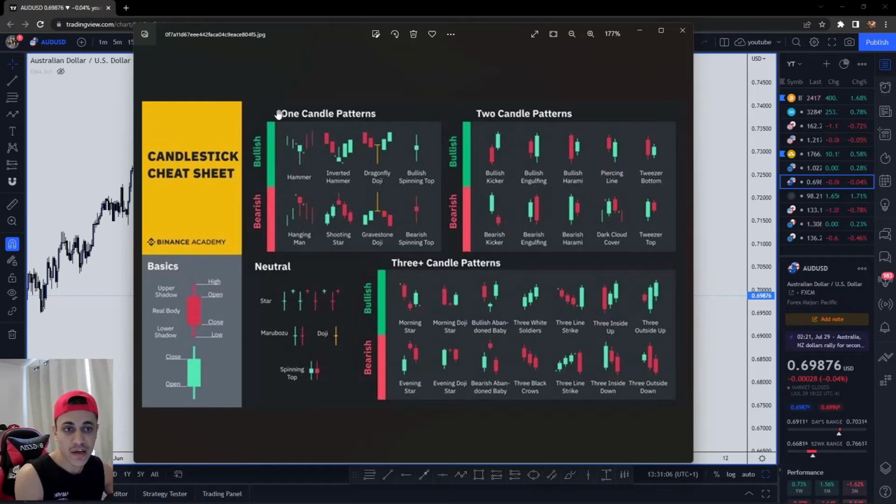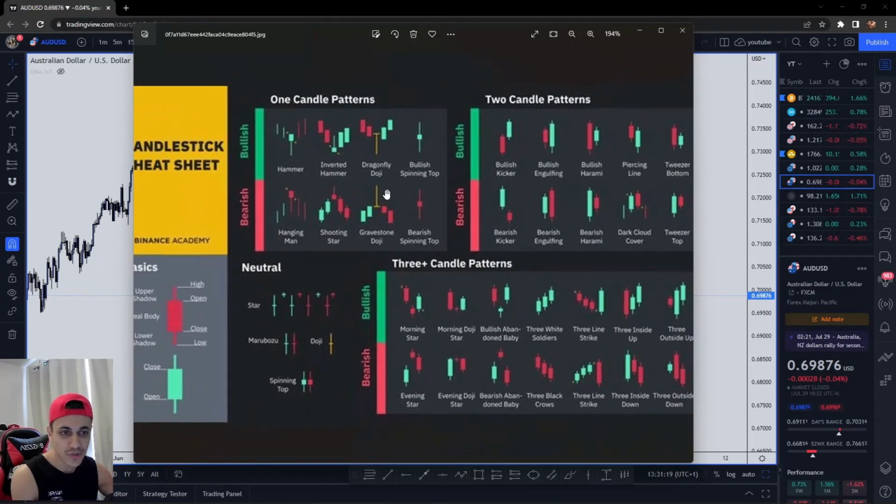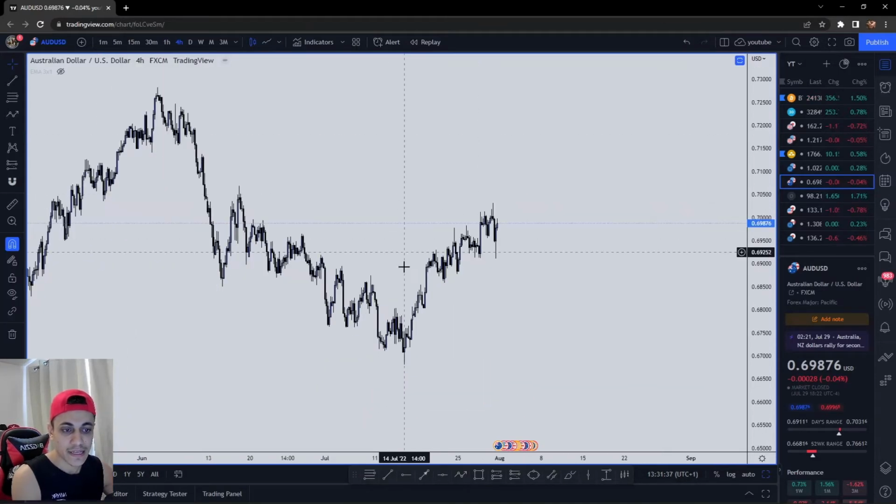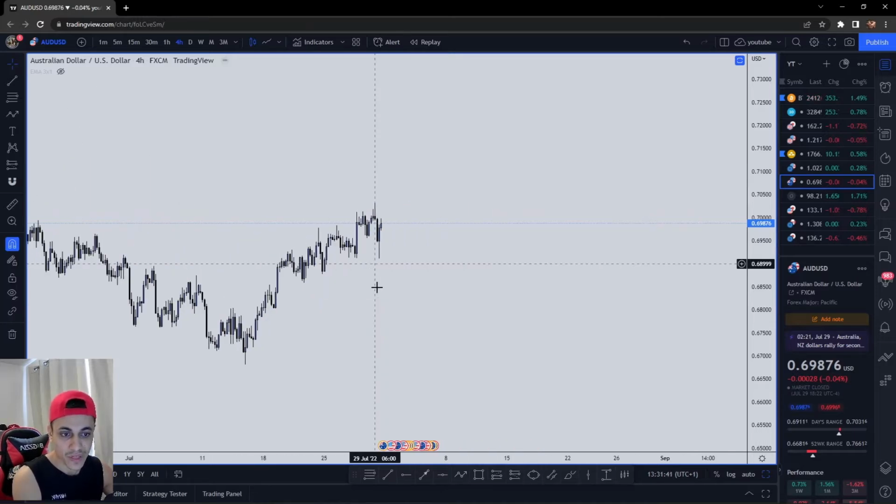So first, we're going to find a one candlestick pattern in a bullish market, right? I'm going to find you an example. We're going to find either a bullish spinning top or a dragonfly doji, or an inverted hammer or a hammer. Going on to the charts right now, let's look for some of these hammers.